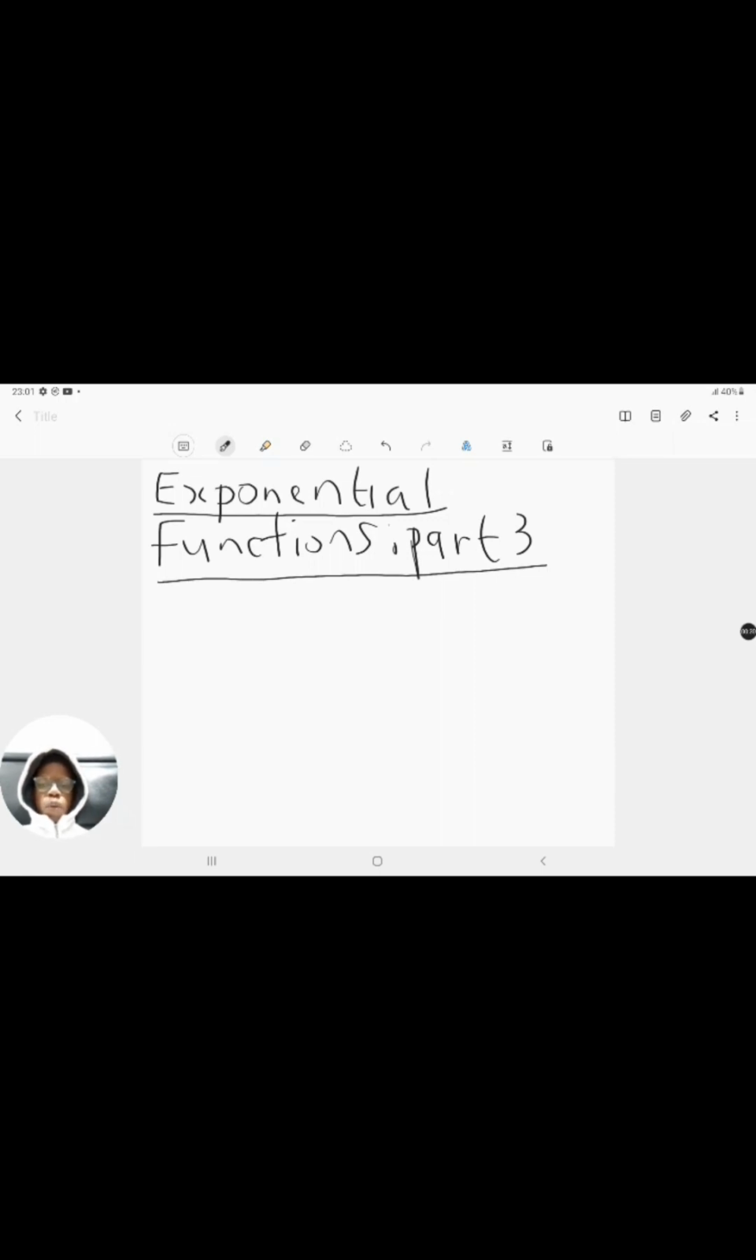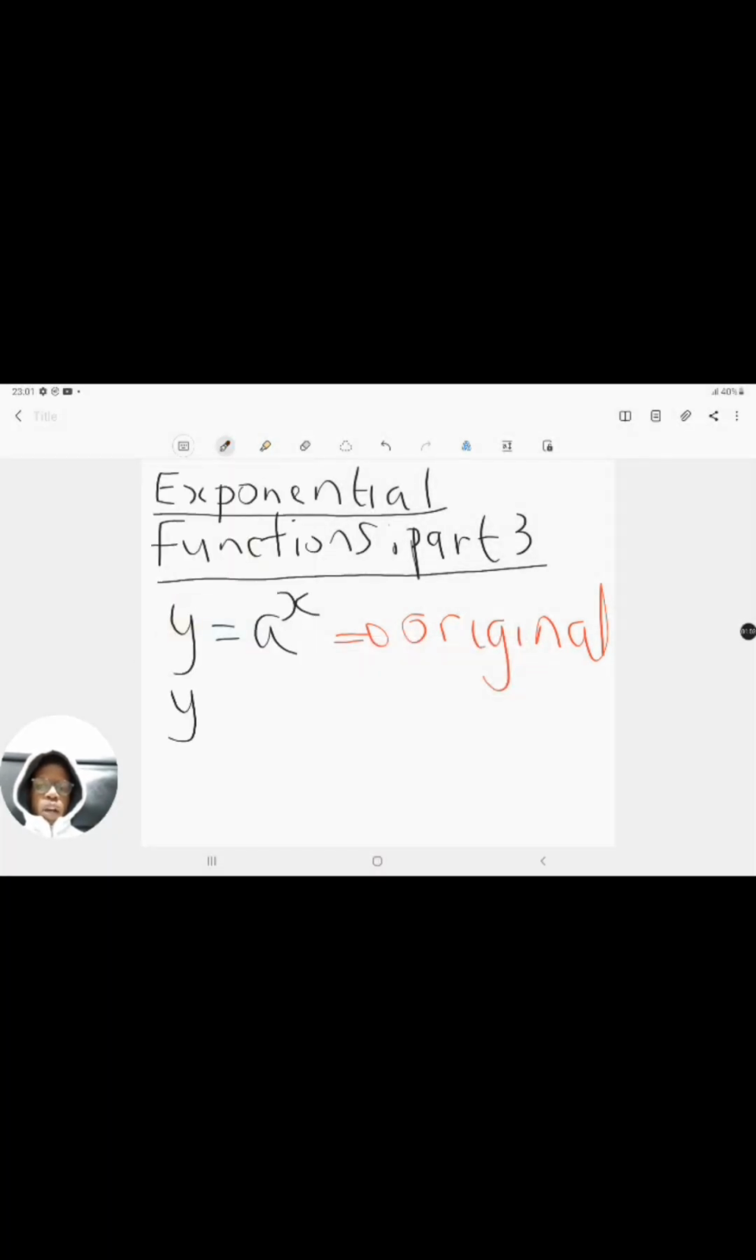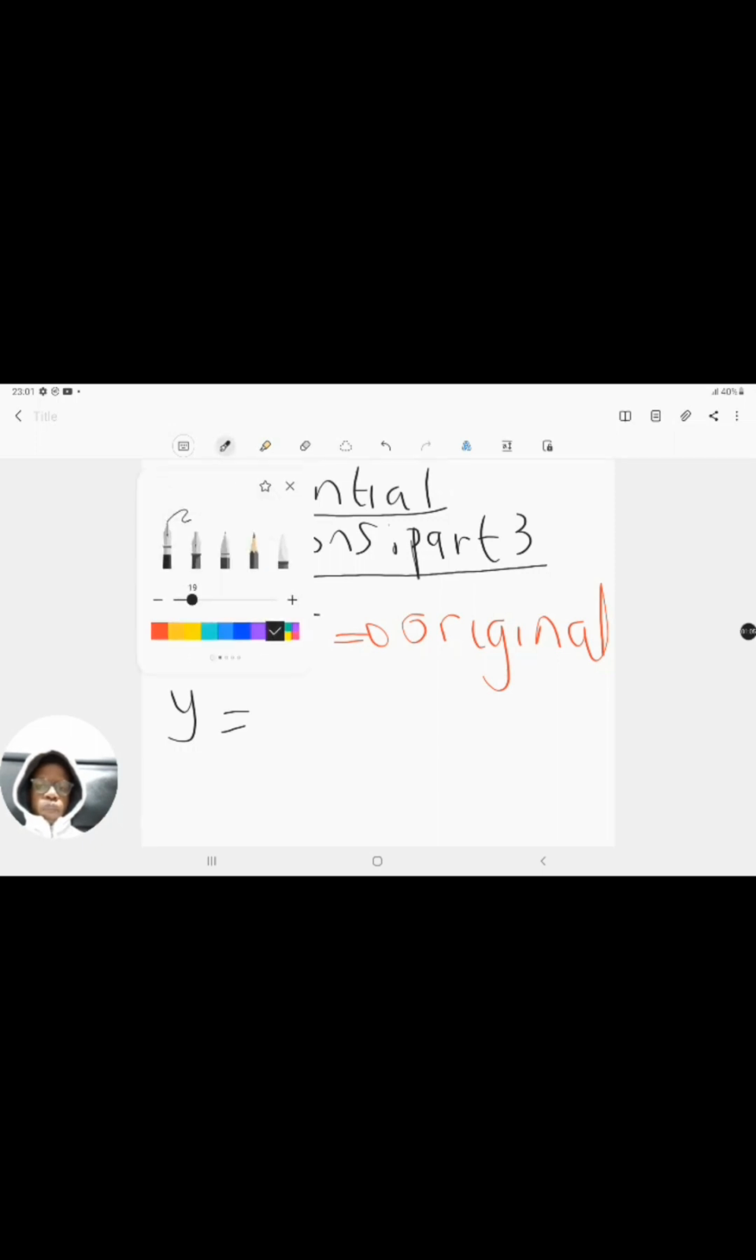Now, just to recap quickly, remember that the standard form is y is equal to a to the power of x. This is what I like to call the original form. And we know that we can have different variations on this form to make our graph behave in different ways. The first variation that we studied was in the form of y is equal to b times a to the power of x.